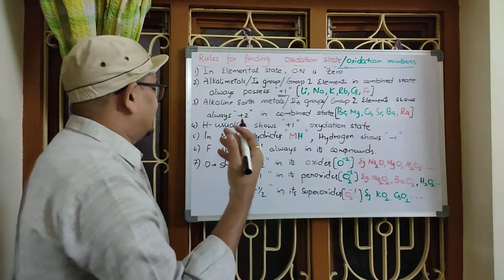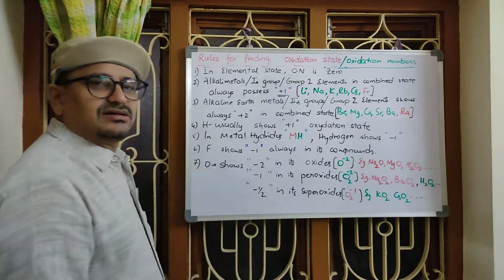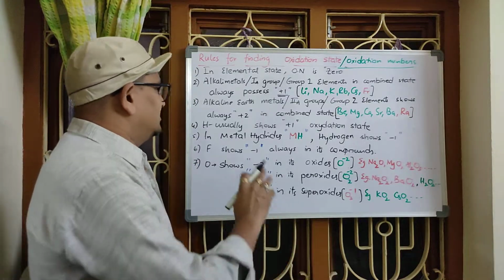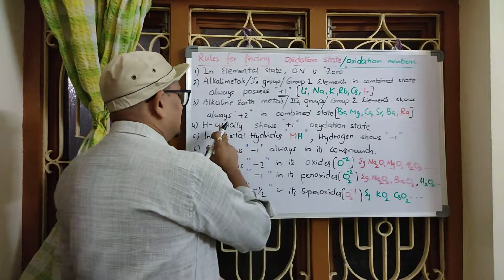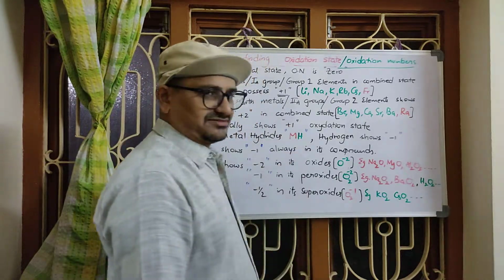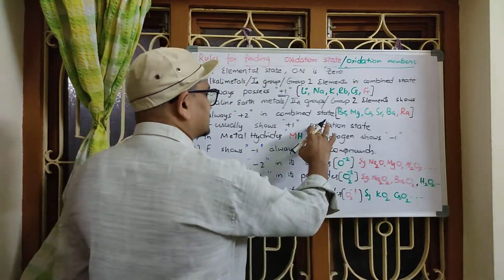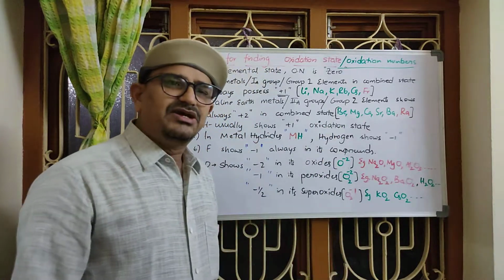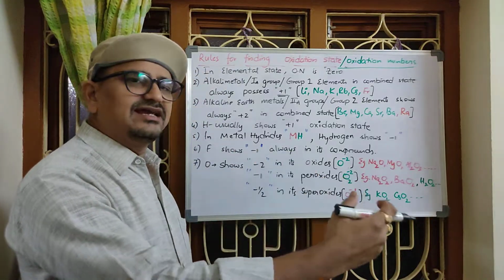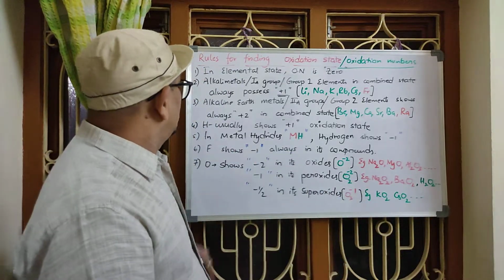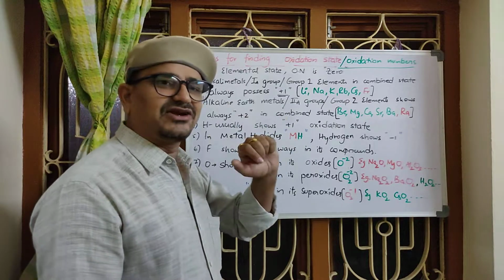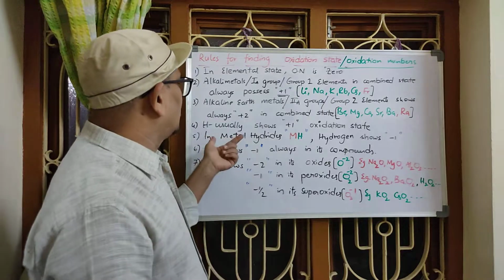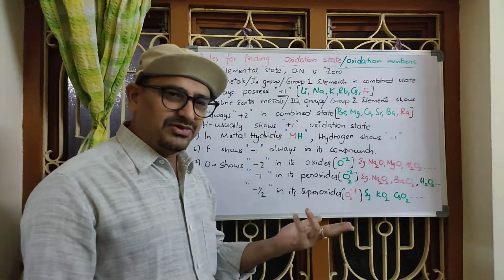Is that clear? Next, the common element hydrogen. Usually, in most of its compounds, hydrogen shows +1 oxidation state. Because every atom will try to gain an electron from hydrogen. That's why in most cases hydrogen loses one electron so that it gets +1 oxidation state. Understood? So what's the common oxidation state of hydrogen in its compounds?